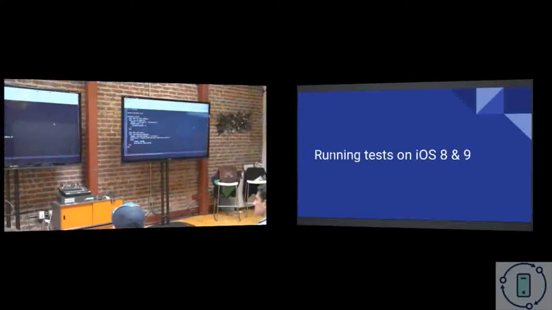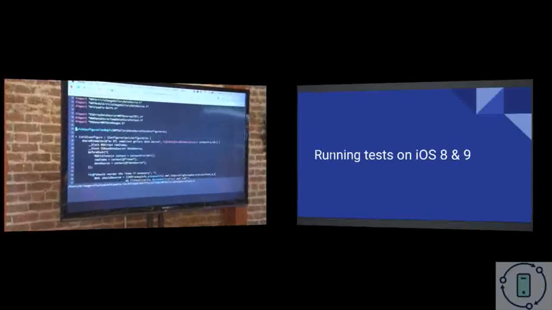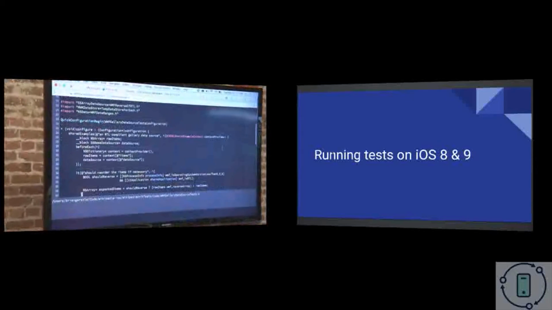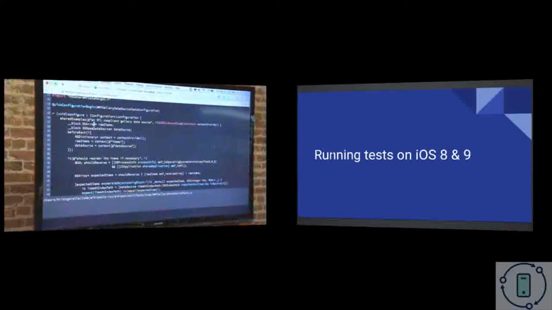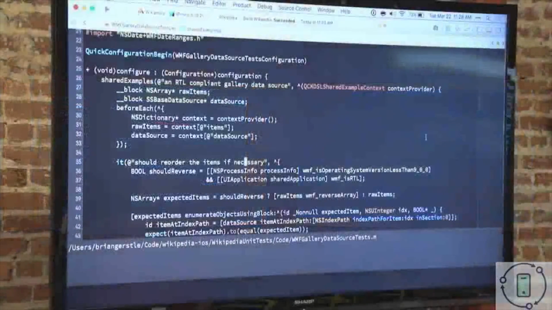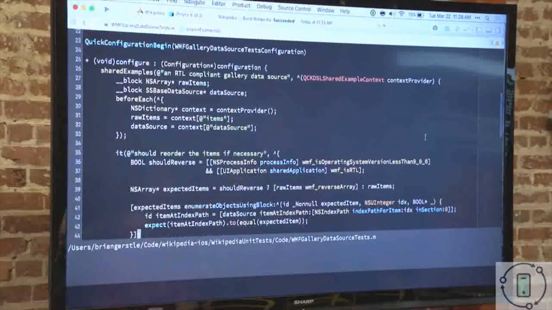All right. So here we have our shared behavior. It's using the library called Quick, which I link to later in the slide. And the concept with behavior-driven development is that you're going after behaviors. So you use these kinds of clauses saying an RTL-compliant data source should reorder the items if necessary. This is much more readable than the typical XCTest case, test should blah, blah, blah. It gives you a much more expressive, much more understandable format to understand the behavior that you're trying to test.